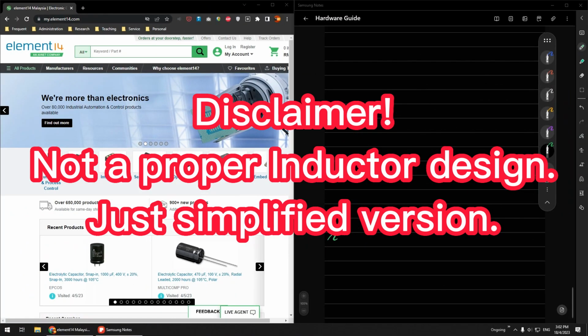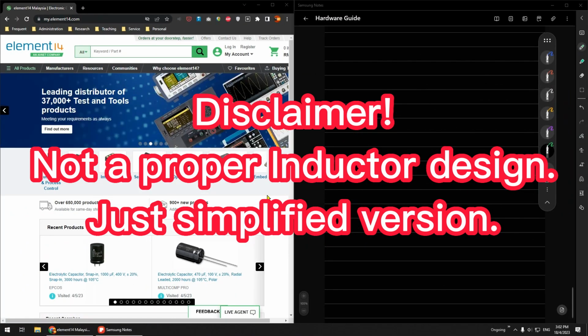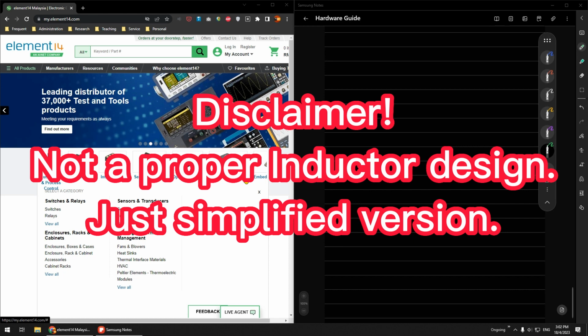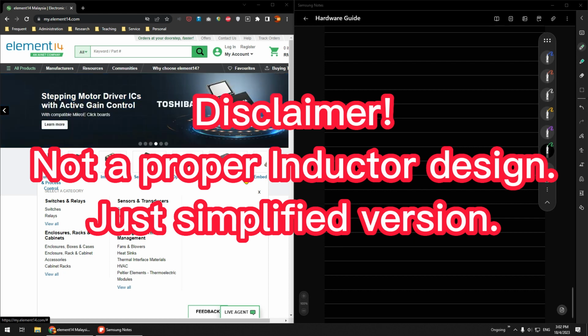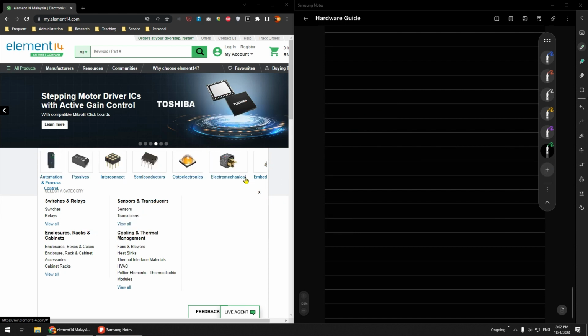Okay, hello, welcome back. So today I will show you how to design an inductor. Just a disclaimer, this is not a real method on how to design an inductor. This is just a simplified version.